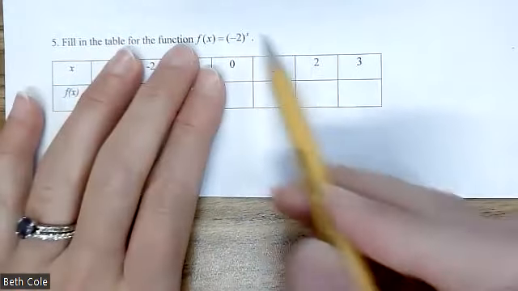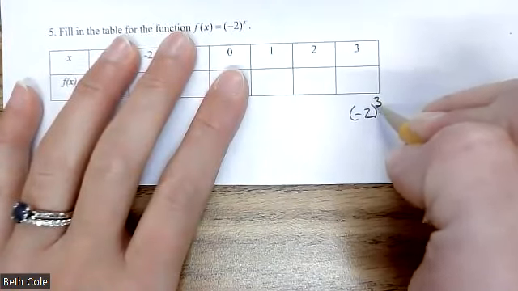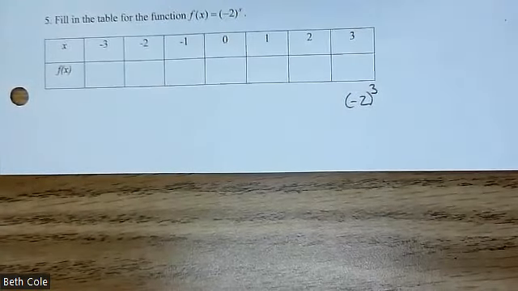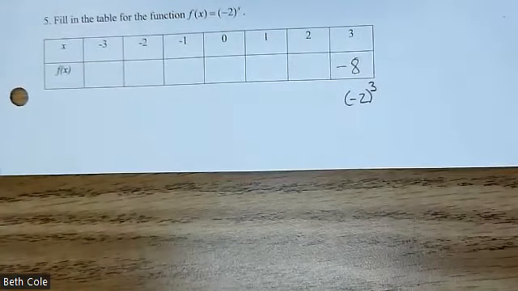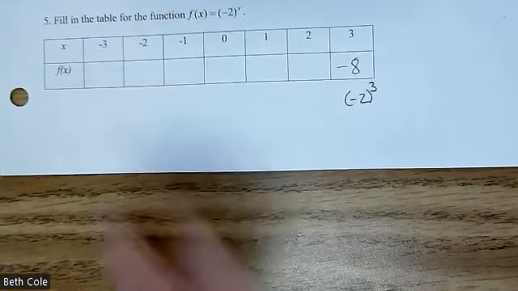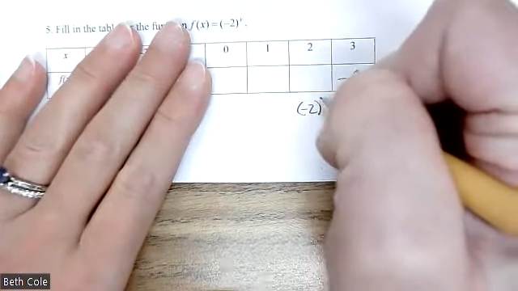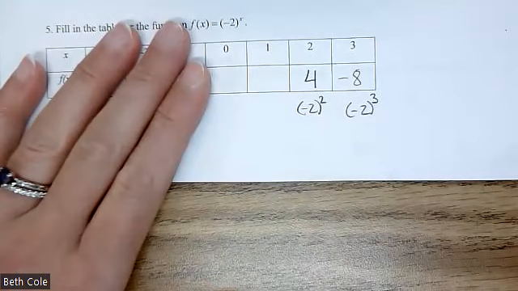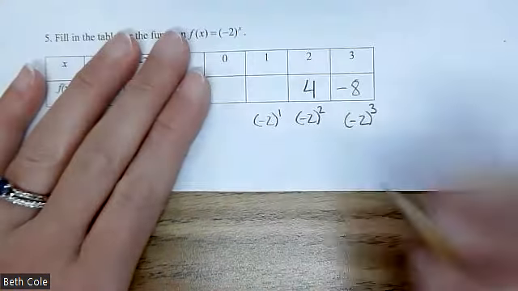Okay, so let's plug in 3. -2 to the third. If you don't want to write them, that's fine. I'm just going to show you what it looks like. -2 to the third is -8, because it would be -2 times -2 times -2. Now, if you plug in 2, it would be -2 squared, which would be 4. And good, it's +4.